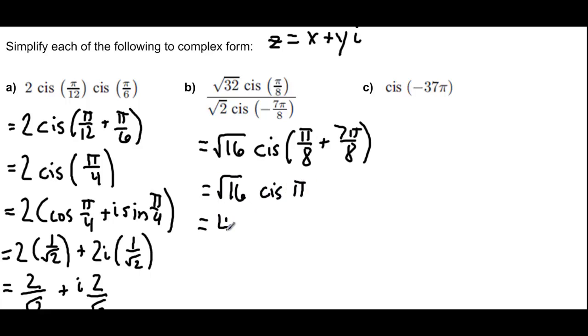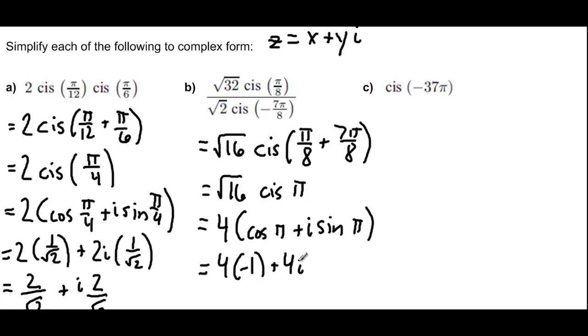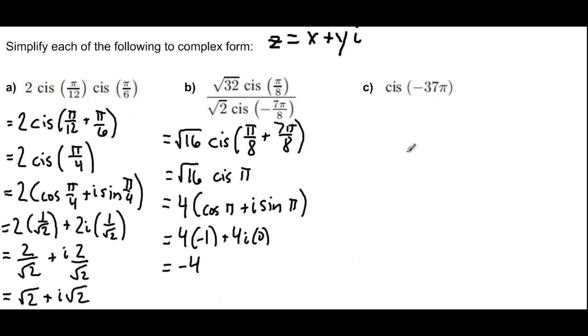Root 16 is of course 4 times the cosine of pi plus i sine pi, which works out to be 4 times cosine of pi. Cosine starts at 1, goes down to -1, so that's times -1, plus 4 times i sine of pi, which is 0. So our answer here is -4. Okay, we're ready for the last one.